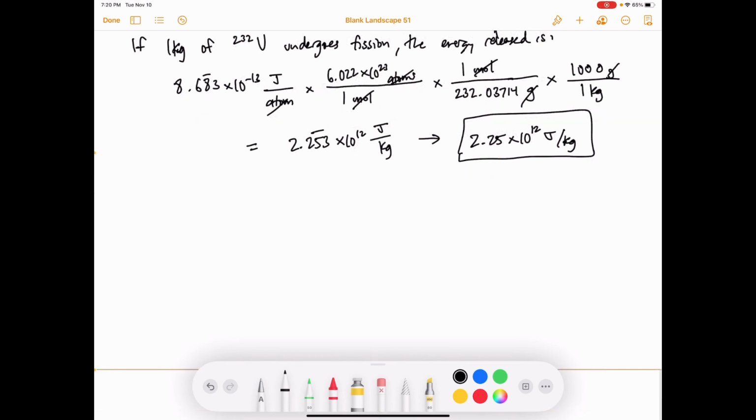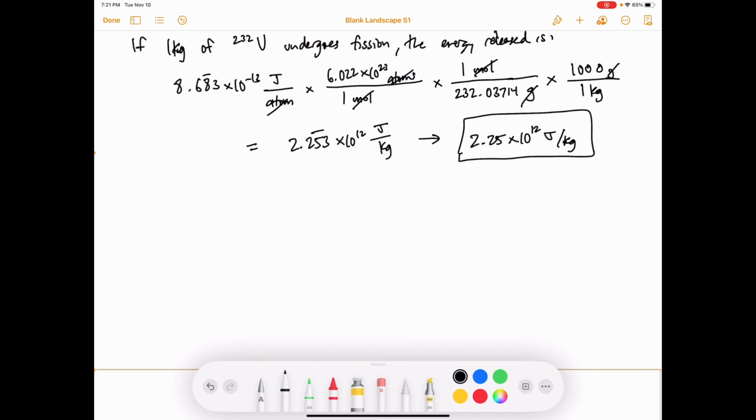Now, that's an insane amount of energy if you think about it, because a kilogram of material is not that much. You can easily hold that in the palm of your hand. But what we're saying here is, in that 1 kilogram of material, we're getting about 2 trillion joules worth of energy out of it, okay?